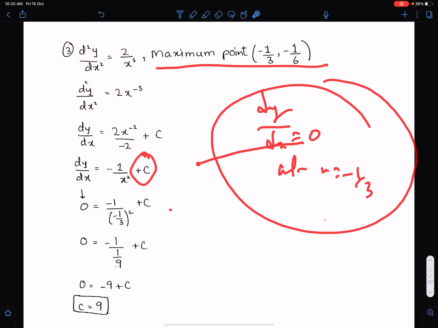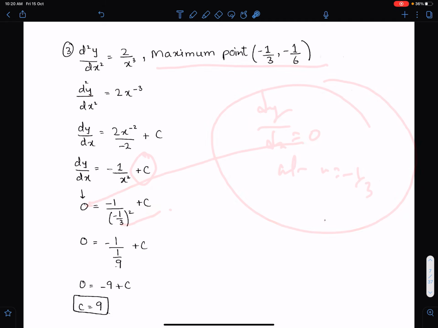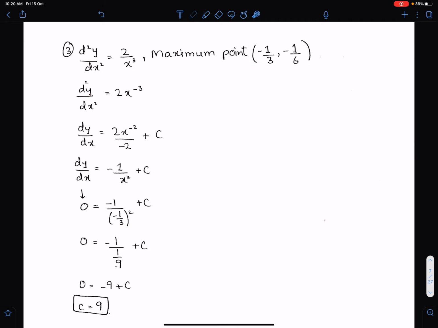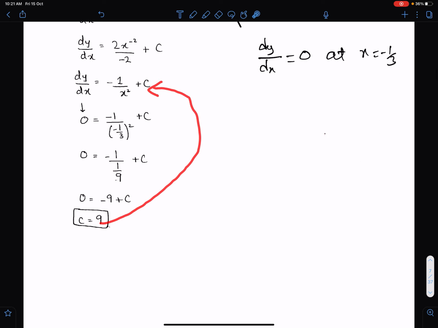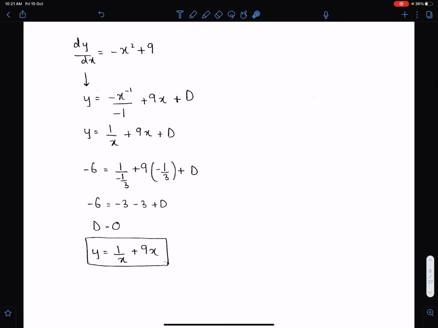So the gradient is 0 at x equals minus 1 upon 3. Let me write this here. This means dy upon dx is 0 at x equals minus 1 upon 3. And we use this information here to get the value of c, which is 9. Now we have to substitute this c here. So this is the equation of dy upon dx.